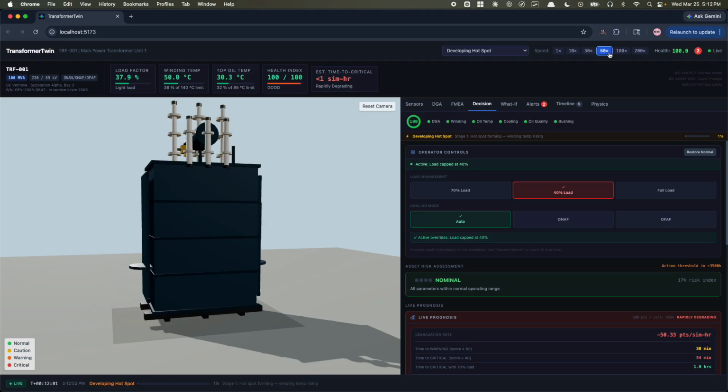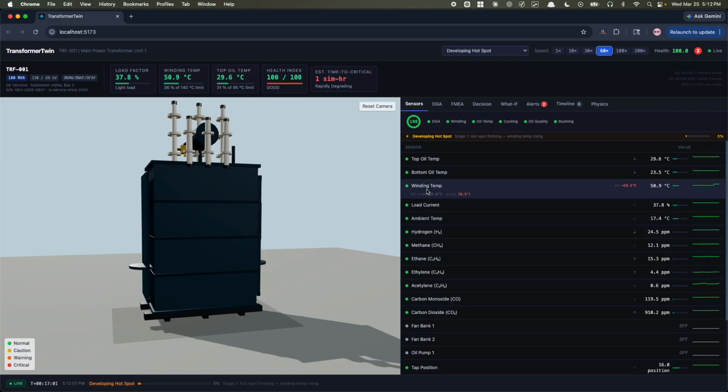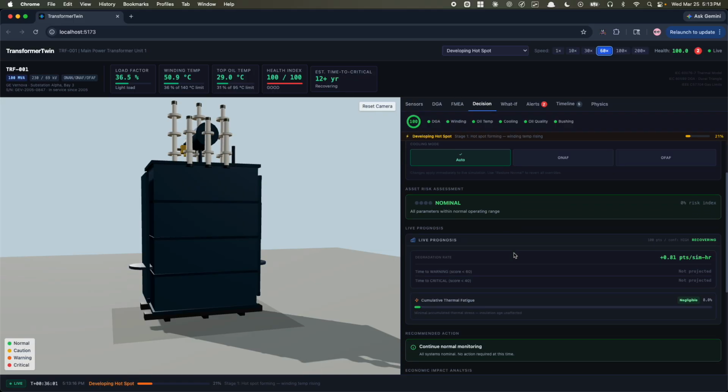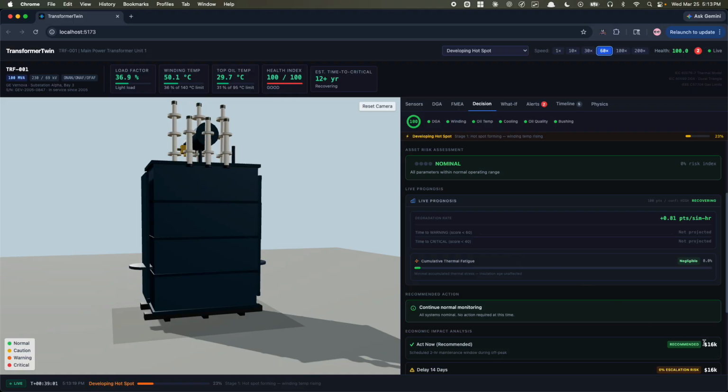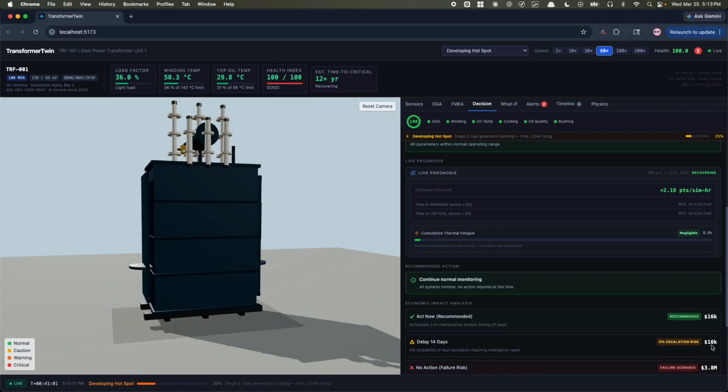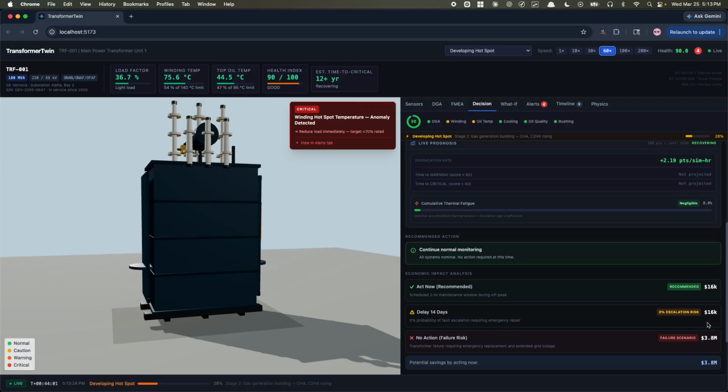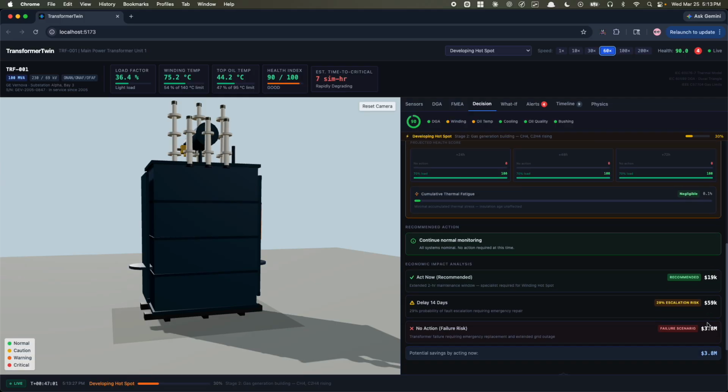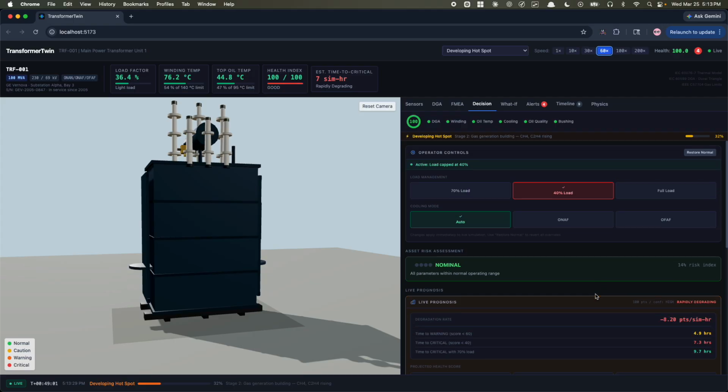Maybe we can speed up the simulation to see changes in different places. You see the winding temperature, the model predicts that 35.8 should be the correct temperature, but the actual is rising, and it's rising pretty fast in this situation. The health still is okay, but the time to critical failure is degrading. And yeah, if we act now, we can be offset with just 16K, but if we let it go and have a failure, it'll end up costing us $3.8 million.